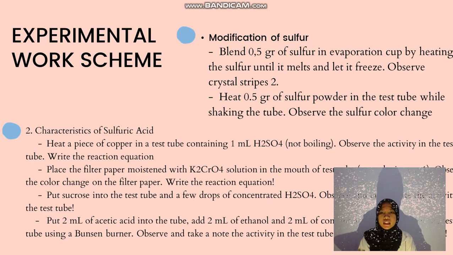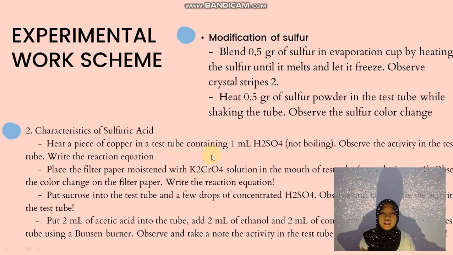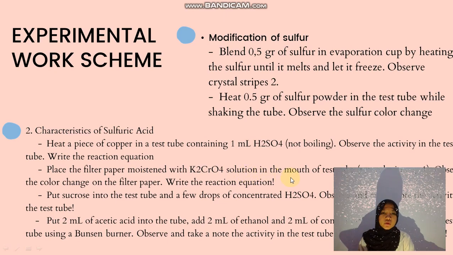Secondly, characteristic of sulfuric acid. Add a piece of copper in the test tube containing 1 ml H2SO4, not boiling. Observe the activity in the test tube. Write the reaction equations. Place the filter paper moistened with K2CrO4 solution in the mouth of the test tube from step 1. Observe the color change on the filter paper.